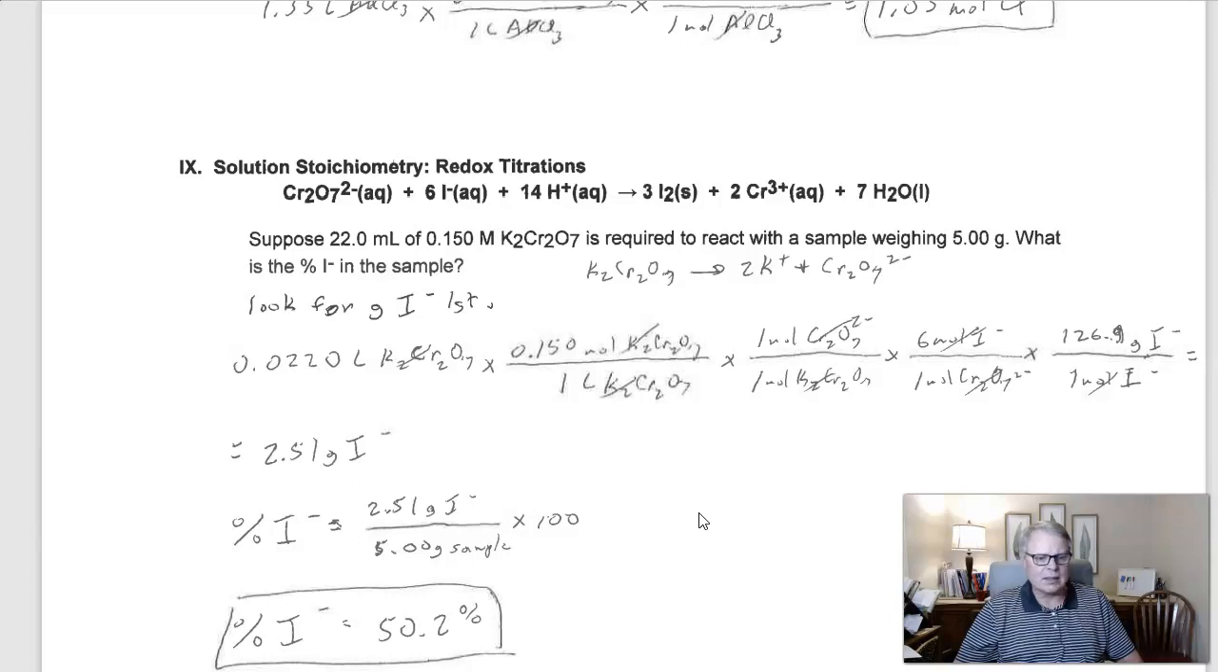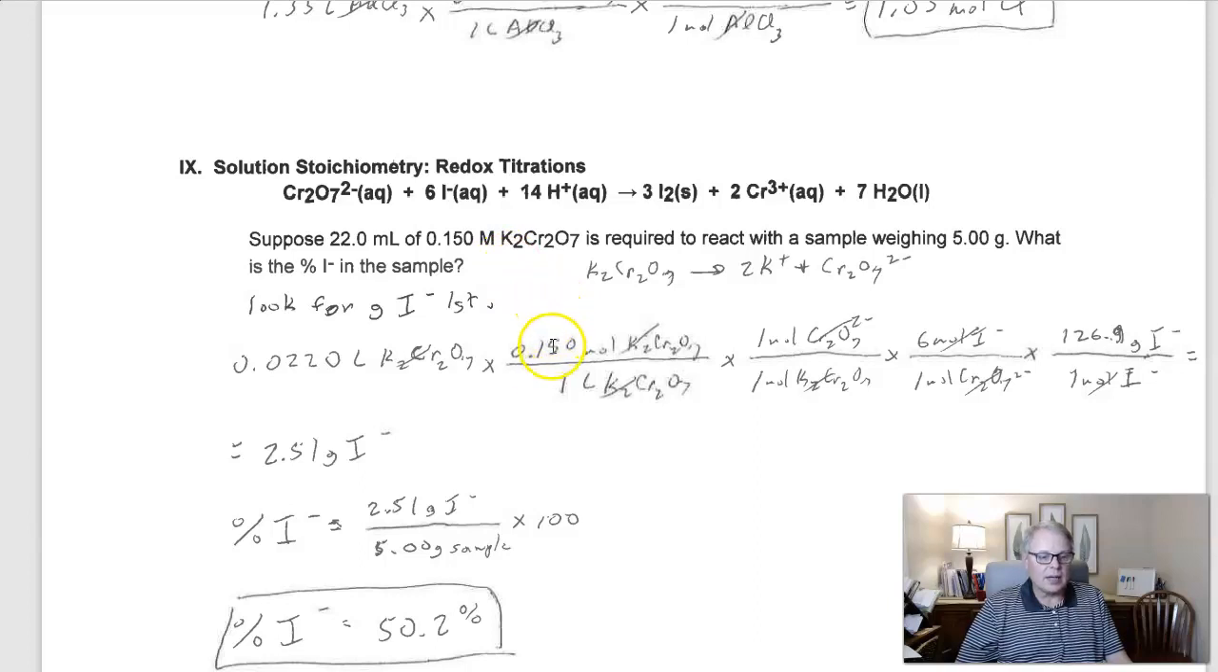And you can balance this using the half-reaction method, which, again, we're going to talk about in Chapter 17. So, not going to make you do it right now. I'm just going to give you the balanced equation. But that's what it is. And someday you'll be able to balance it on your own. Okay, so given this equation, suppose 22.0 milliliters of 0.15 molar potassium dichromate is required to react with a sample weighing 5 grams. What is the percent I- in the sample?